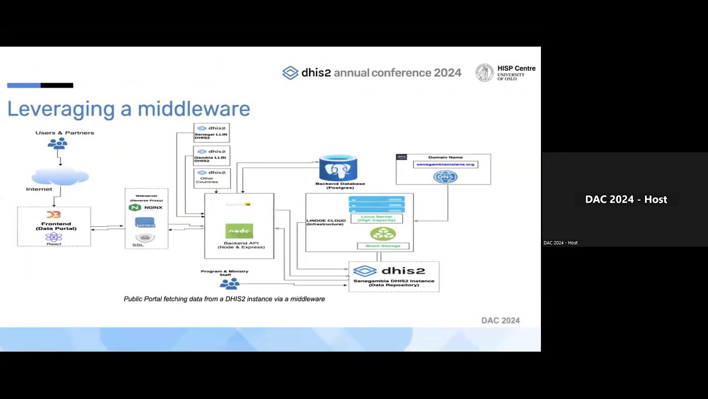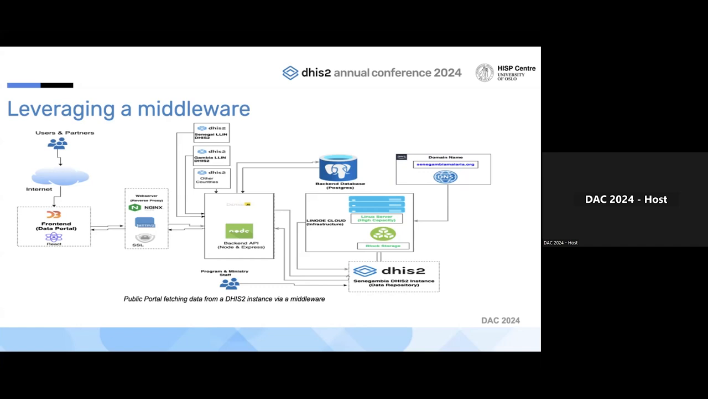Currently, about 90% of implementers who have built public portals are using this approach. As depicted on the diagram, it mainly has a React application, though it could be built using different technologies, and an Nginx or Apache2 reverse proxy that sits in front of what we call a middleware. This middleware could be built using Node.js, Express, or even Java or Golang.